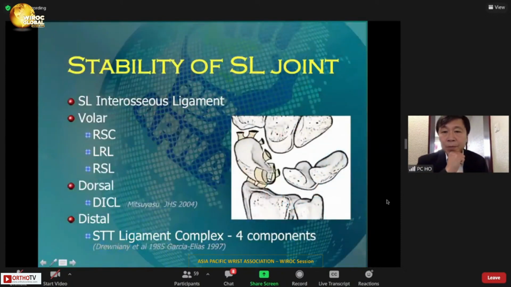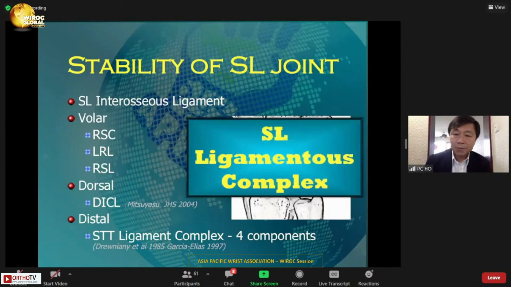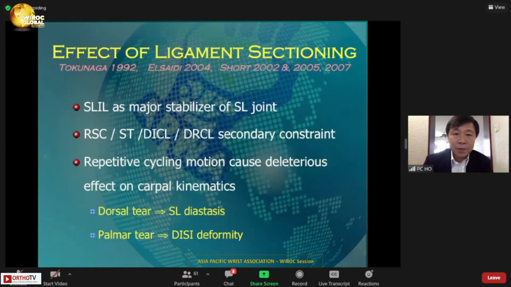The stability of the scapholunate joint obviously depends on a lot of soft tissue, not just the interosseous ligament or the volar extrinsic ligament. We have just heard about the dorsal intercarpal ligament and also the distal component of the SCT ligament complex. So it is not unreasonable to talk about not just a scapholunate ligament, but a scapholunate ligament complex. Actually, it's an idea I brought up almost 20 years ago when we started to talk about this sort of idea. And then the effect of ligament sectioning has been studied many, many times.